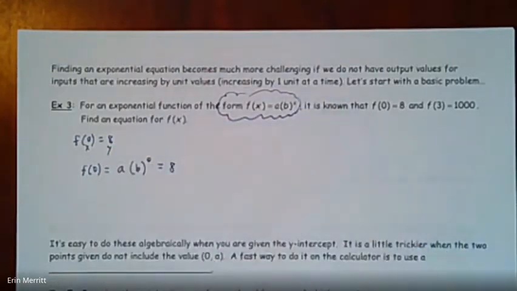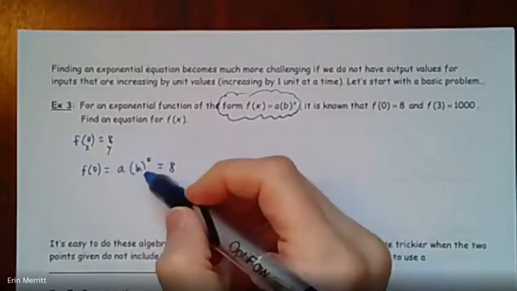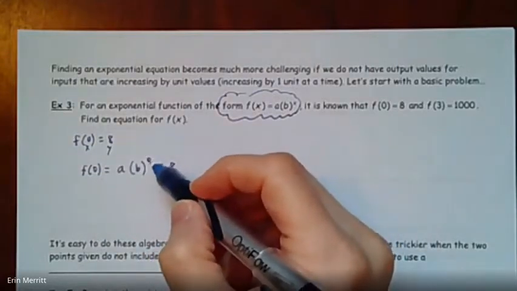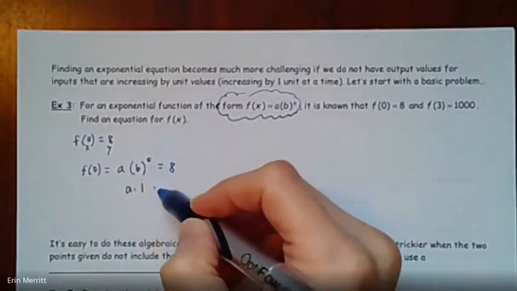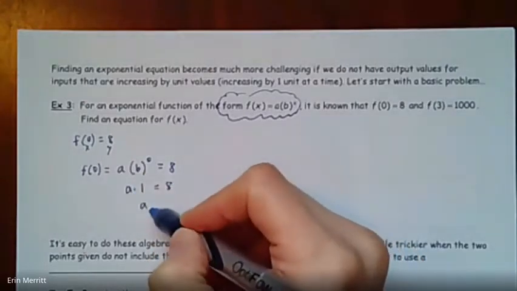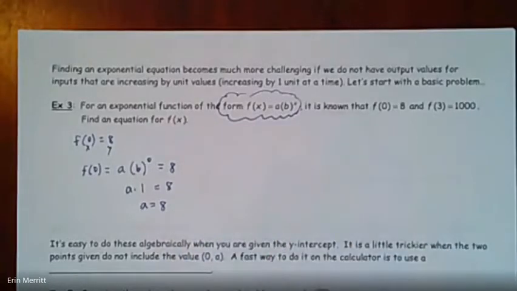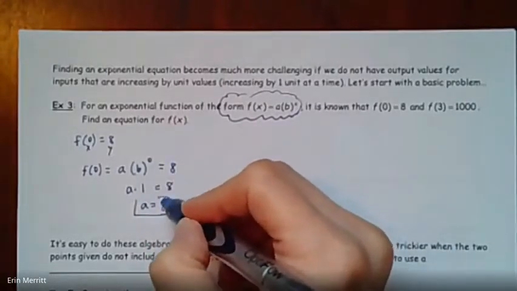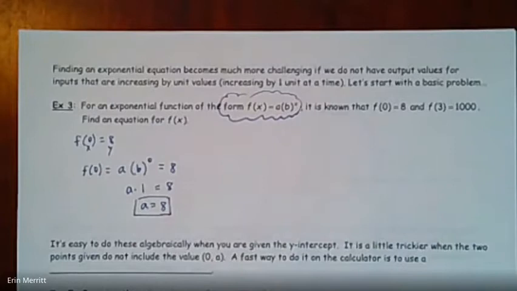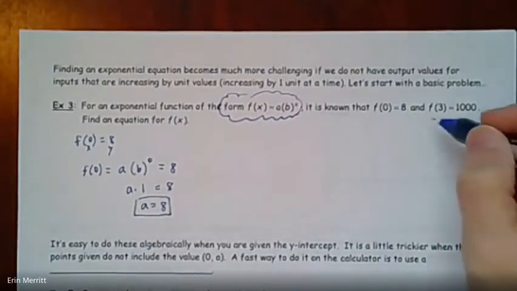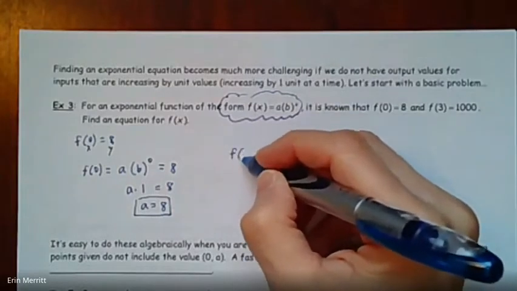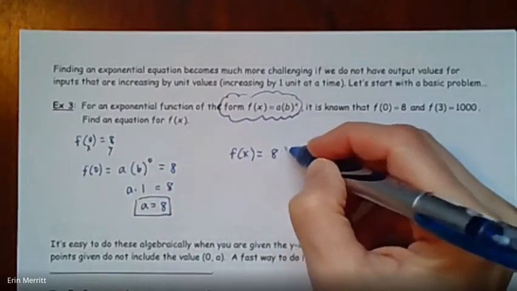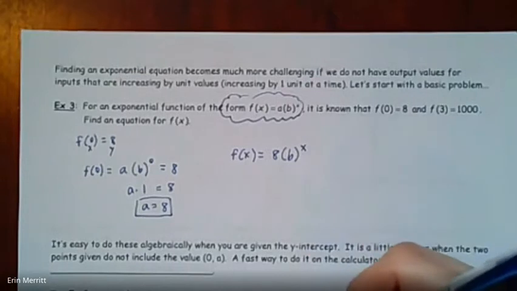All right, well, what happens when you raise something to the 0 power? B to the 0 just becomes 1. So I get a times 1 equals 8, or just a equals 8 right there. All right, that worked out pretty nicely. And then to be able to figure out the b value, we have more information here. But first things first, that means at this point, we know f of x is equal to 8 times b to the x power. Now let's plug in what we know.